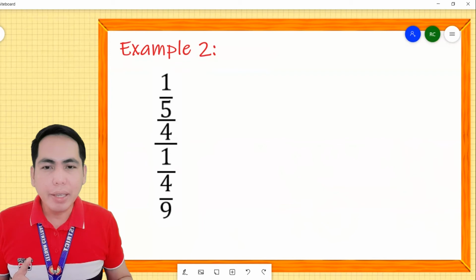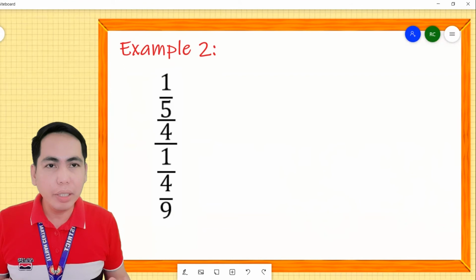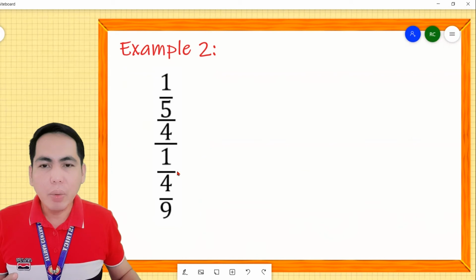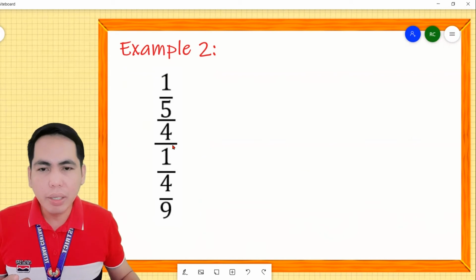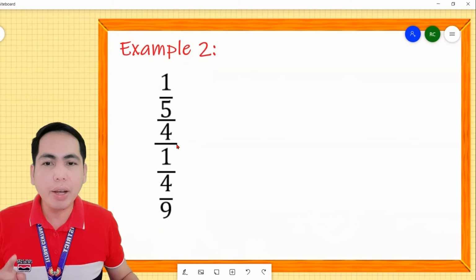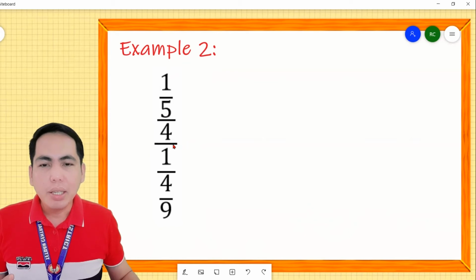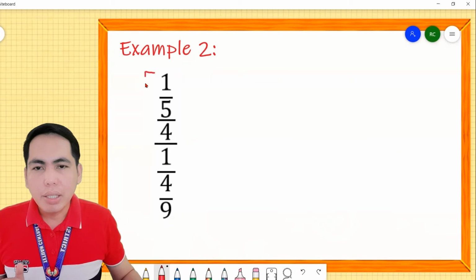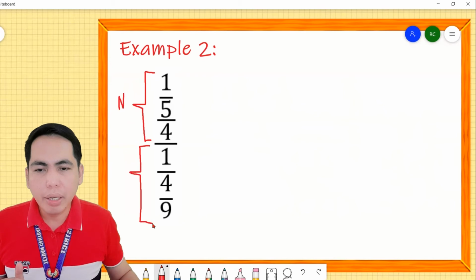To help us identify correctly which is our numerator and our denominator, we have to look at the length of our fraction bar. The longer the fraction bar, the less that we are going to perform it. Looking at our example, we can see that this one here is the longest fraction bar. Meaning to say, this fraction bar separates our numerator and our denominator. So in other words, this is our numerator and this is our denominator.